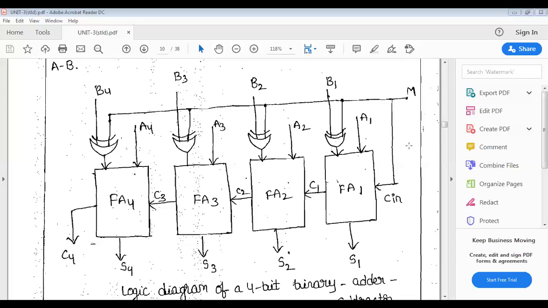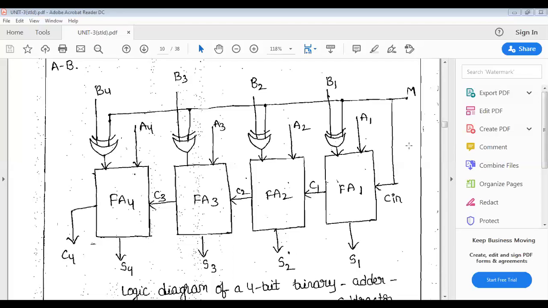When M is equal to 0, it performs the operation A plus B, which means Cin gets 0. M is 0, so one input of the exclusive OR gate is 0, and the other input is from the B values, that is B1, B2, B3 and B4. So the exclusive OR gate with M equal to 0 and B1 as the other input gives the value B1 only. The first full adder takes the A1 value and B1, and Cin is equal to 0, whatever we give as the M equal to 0 value.